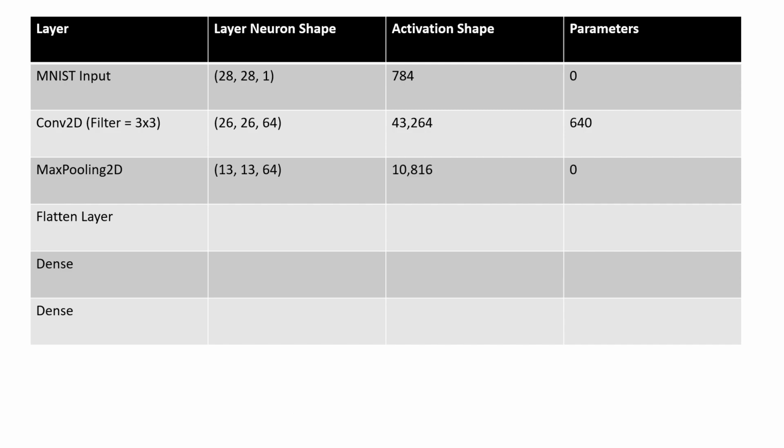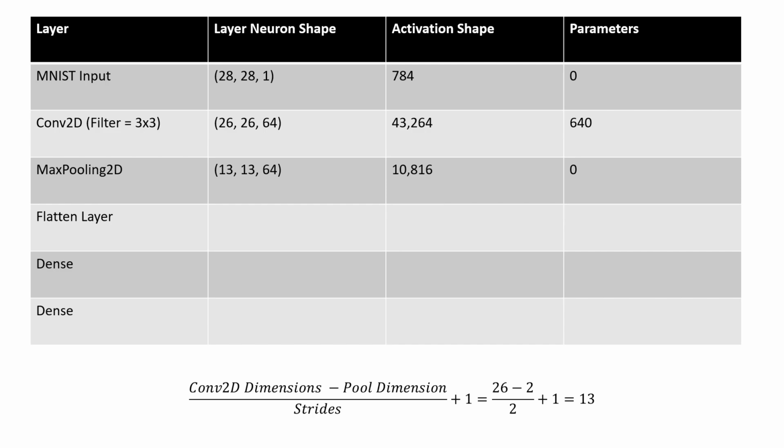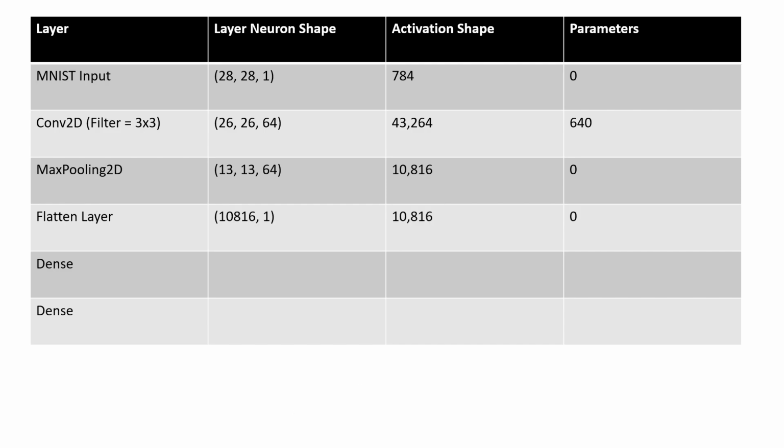Later on, the output size is 10,816. Why? 13 into 13 into 64 gives us 10,816. That is the shape of my activation. So now it is reducing. Later on I flatten it. Flattening is basically where I take that max pooling output and convert it into a long vector of numbers. Those numbers are 10,816. That is the number that I'm getting. There also the parameters learned are 0.